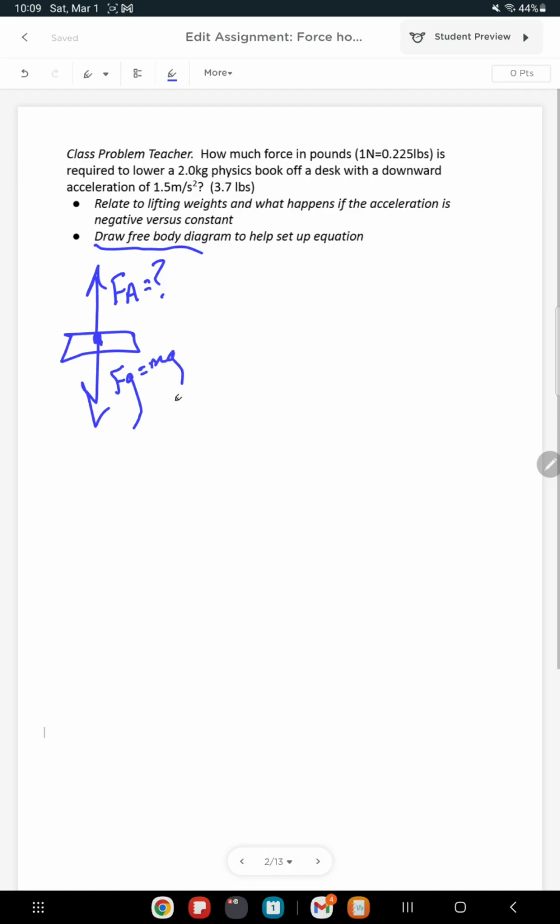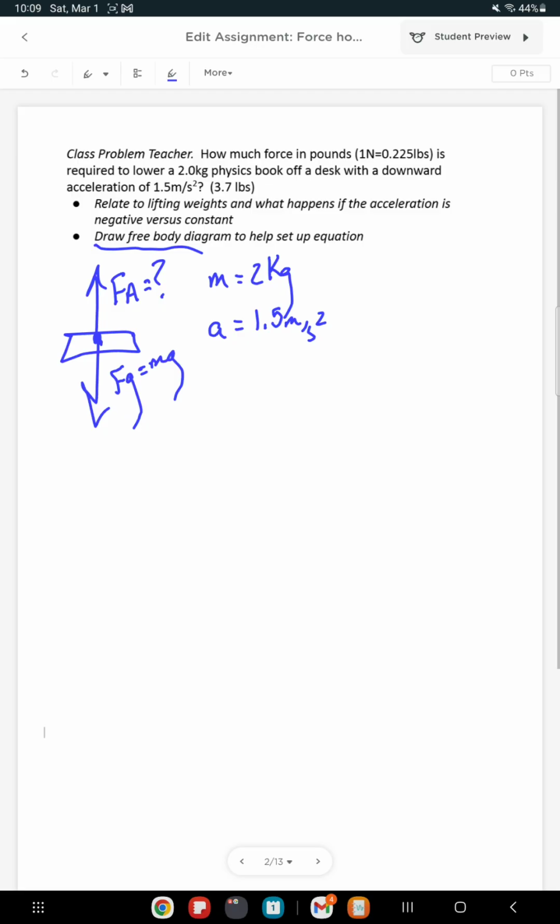Fg is going to equal mg. So variable wise, we're looking for Fa. We know our mass is 2 kilograms, and then the acceleration is 1.5 meters per second squared.